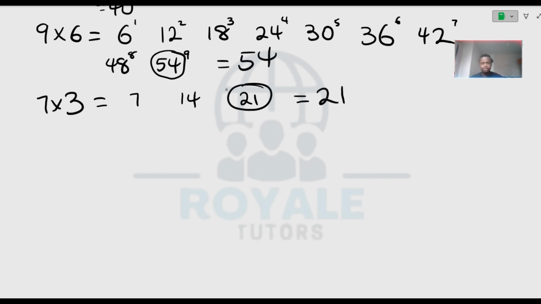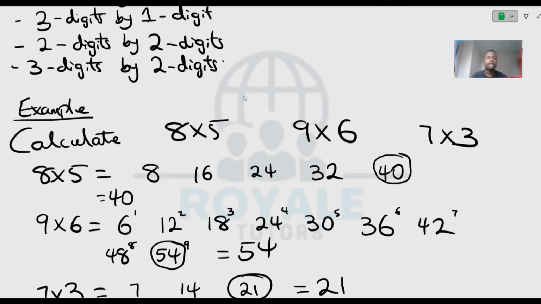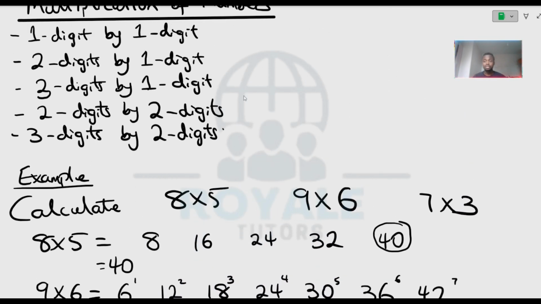Now let's go to the real deal, which is when you want to multiply two digits by one digit. This is where after I've given you examples, I'm going to give you exercises.